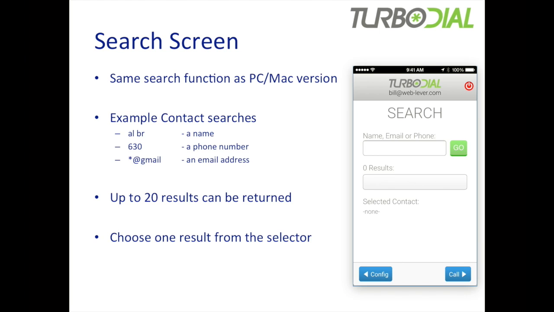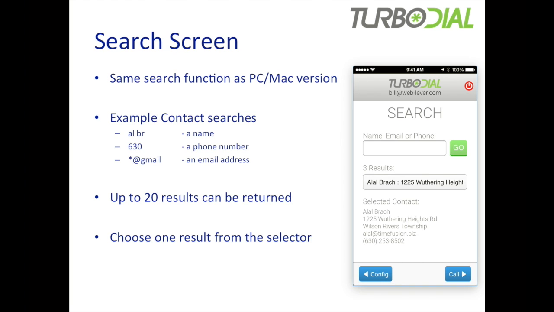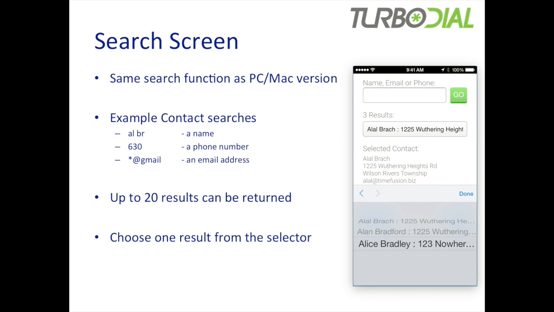Okay, on the search screen, again, it's very similar functionality as what you see on the PC Mac version of TurboDial. I can enter letters from the first and last name of a contact. I can enter a portion of their phone number. I can enter a portion of their email address into that search field, and TurboDial will bring back up to 20 results that matched. If you get more than 20 results, it'll be limited to 20, and in that case you should refine your search results to get a smaller set so that you can choose the correct one from the selector. Let's type in an example. ALBR, just as shown on the slide. There's 3 results in this case: Al Brock, Alan Bradford, and Alice Bradley.